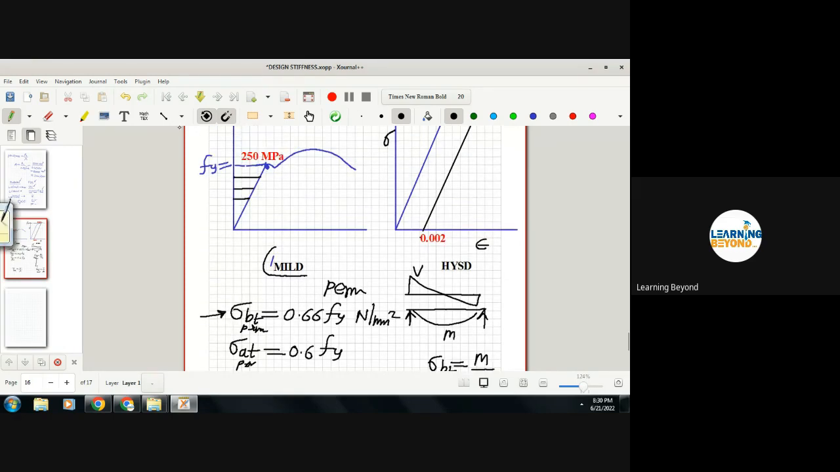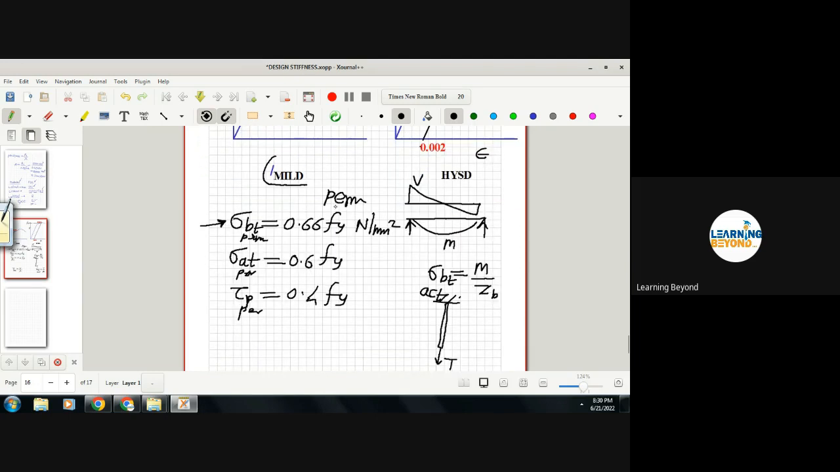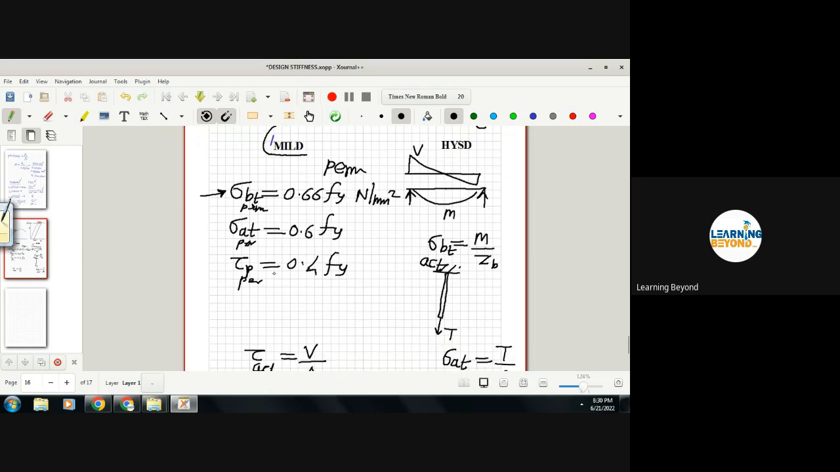So in this graph, you can mention that this is your Fy, then 0.66 Fy, 0.6 Fy, and 0.4 Fy. Different values for different forces. Now, can you understand what may be the reason that the permissible shear stress value is very low? That means we can say that the factor of safety for shear is very high.